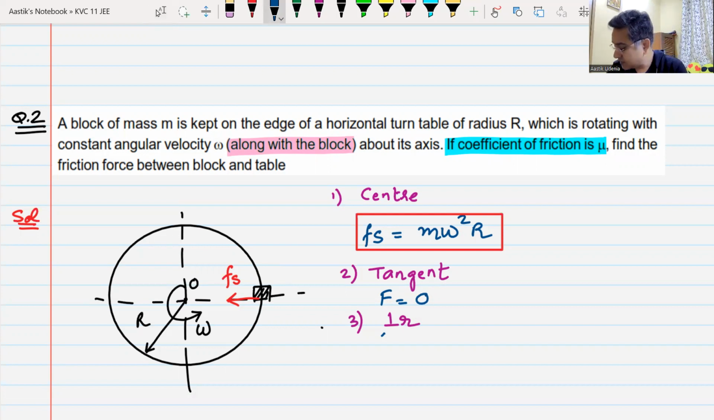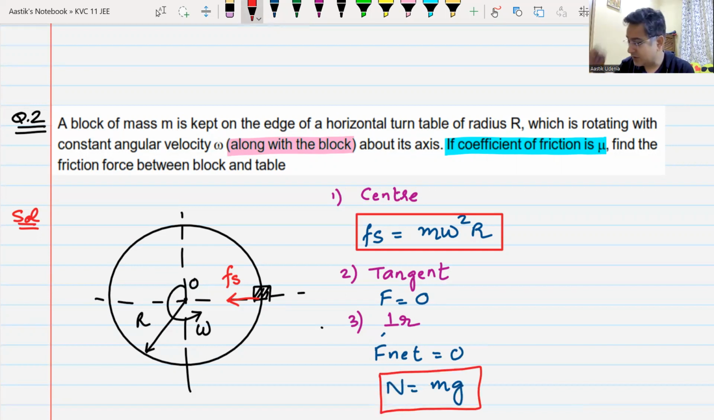Okay, let's not waste much time here. I don't think you understand the concept, and we are doing the same thing in the third case also. Normal reaction will be equal to mg. I cannot draw it here in this diagram, but if I draw a different view of this body of mass m kept on the floor, there would be normal reaction coming from the ground and weight mg acting downwards. So normal reaction is equal to mg.